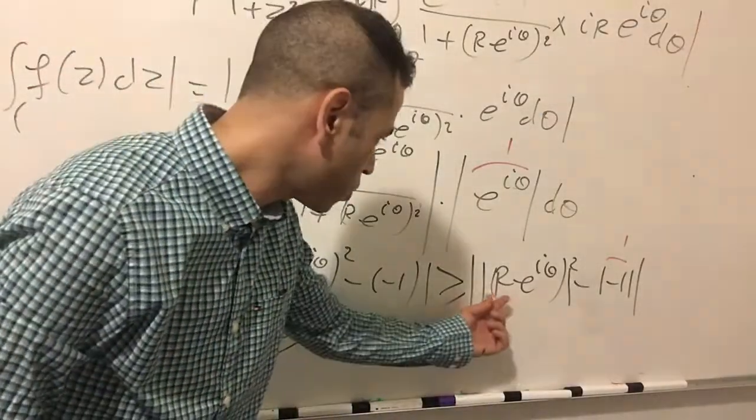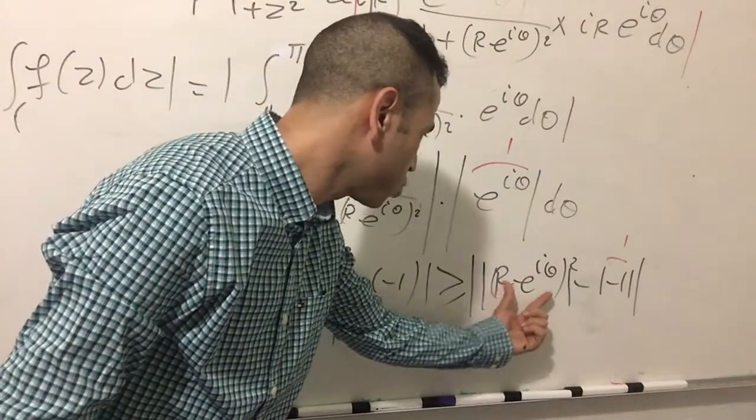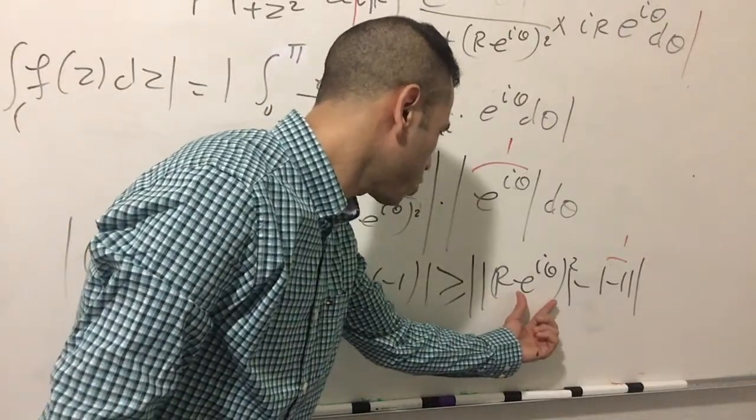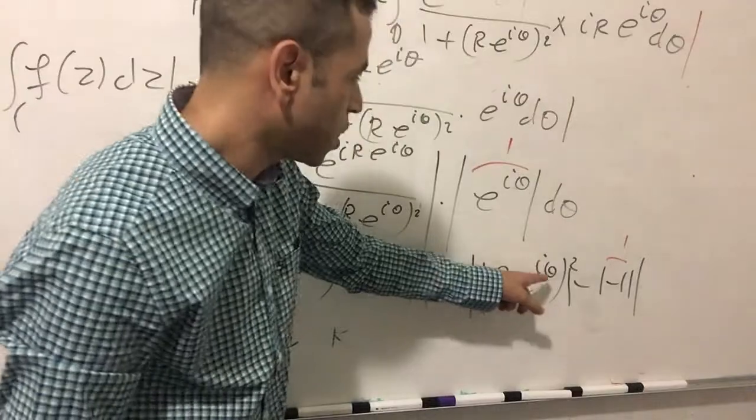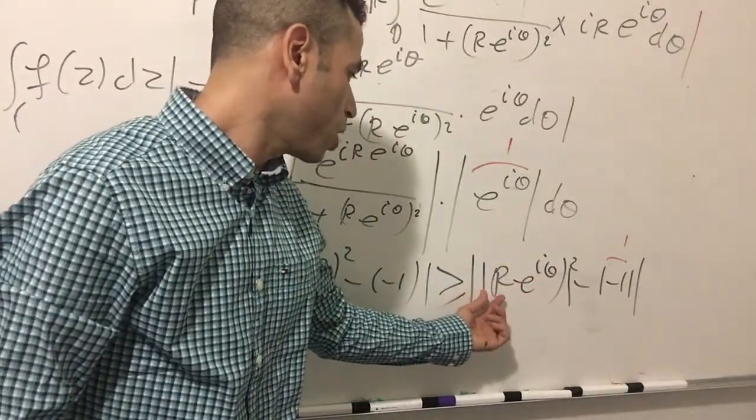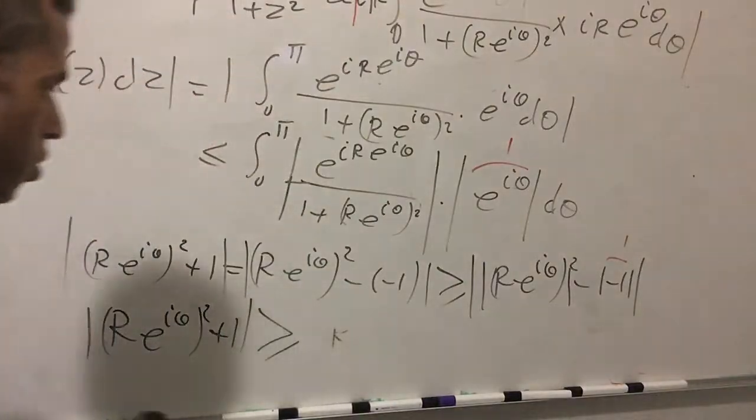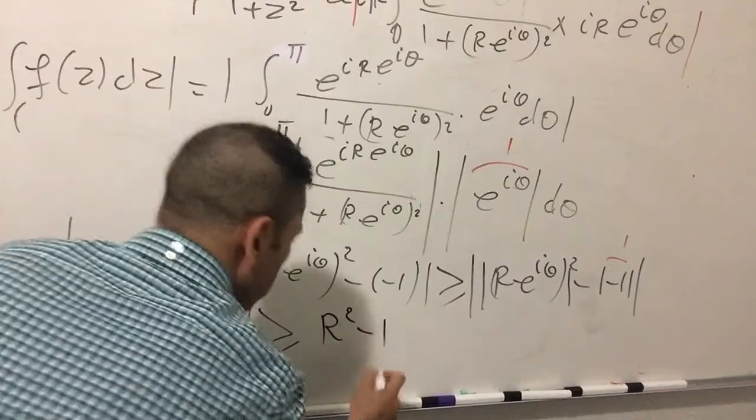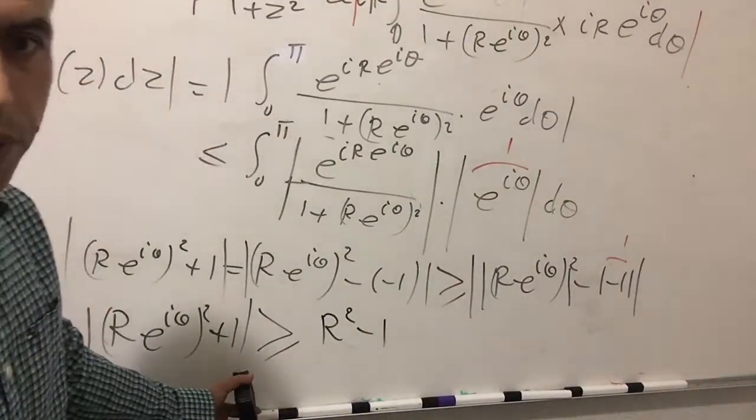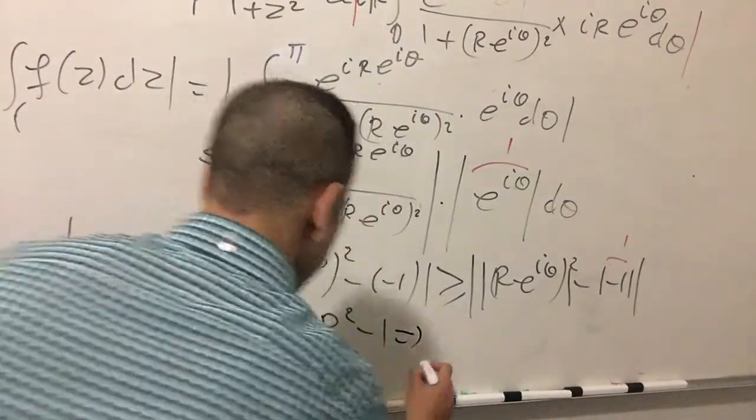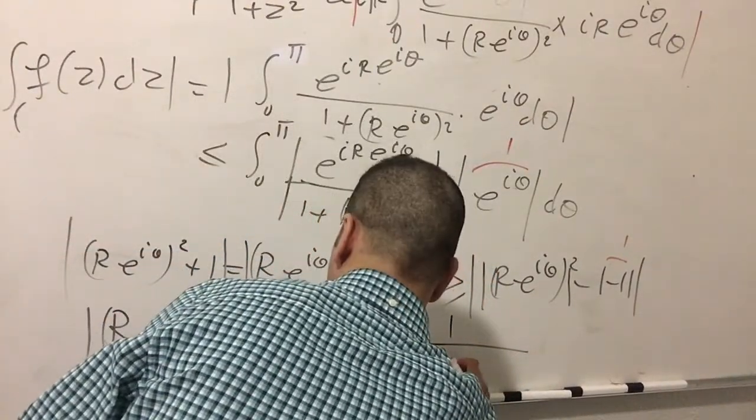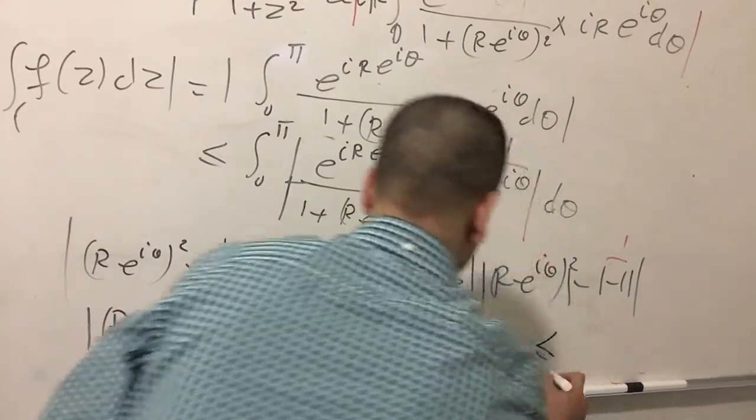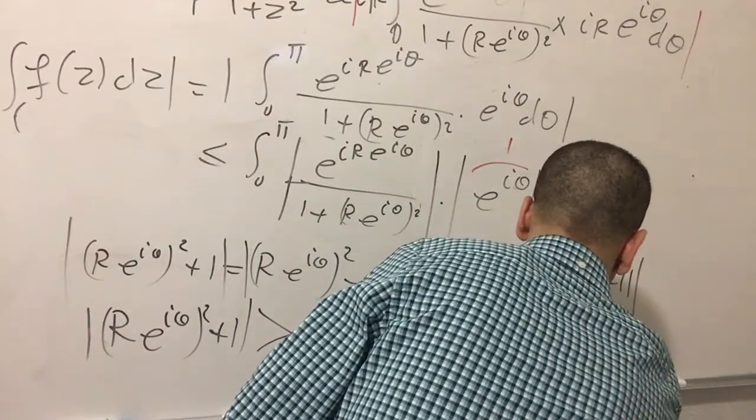So as you see here, this term, the absolute value of r e to the i theta quantity squared, is going to be equal to 1, because the modulus of e to the i theta equals 1. So I will have only r square here. So this term is superior or equal to r square minus 1. Okay, so I'm going to take the reciprocal of this one. So I will have 1 over r e to the i theta quantity squared plus 1 is inferior or equal to 1 over r square minus 1.